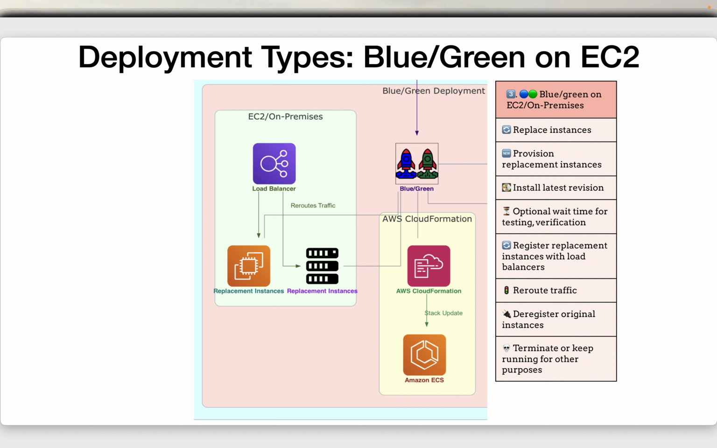So this is specifically talking about blue-green on EC2, and this is how it takes place. You have a load balancer and an application running, and you create replacement instances and route traffic from the old target group to the new target group. First you will validate, and if everything goes fine, you will change the load balancer to reroute to the second target group.